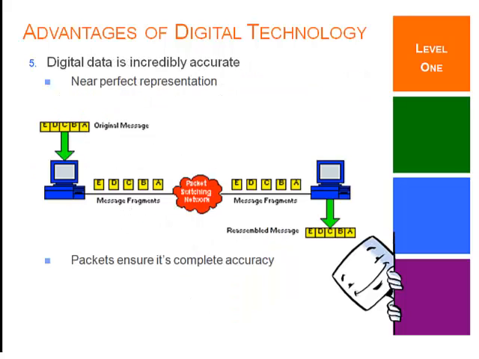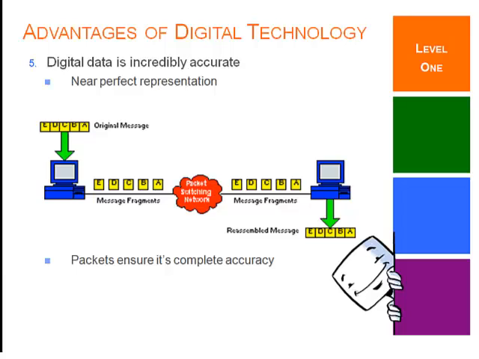The fifth advantage is digital data is incredibly accurate. Digital data is a near-perfect representation of the original. The thing that makes it accurate is data packets. When information is sent from one computer to another, the data is separated into smaller packets of data. The first packet is referred to as the header packet.